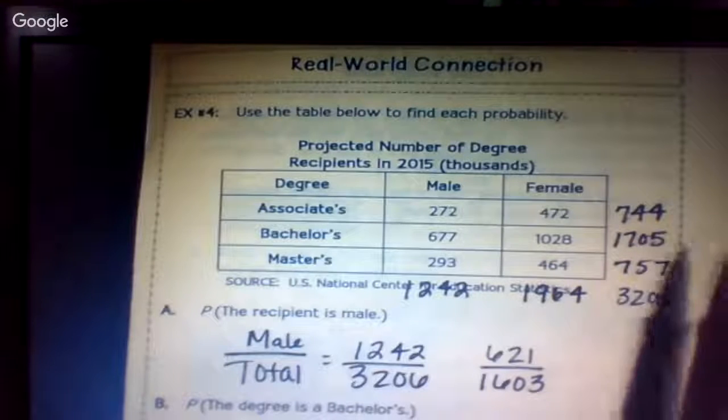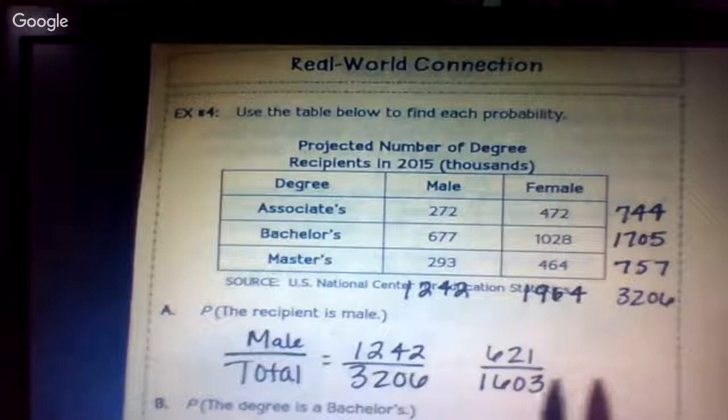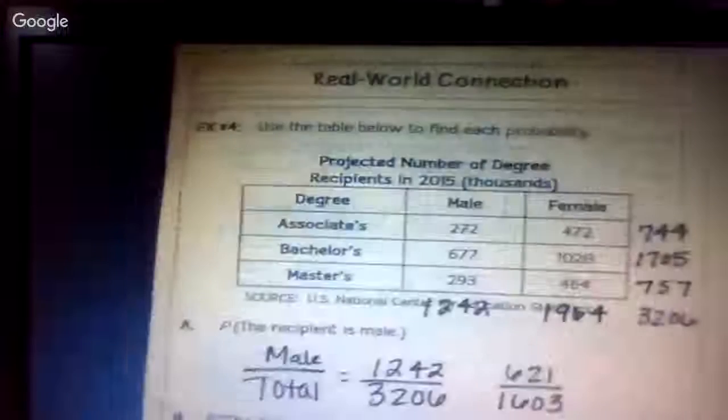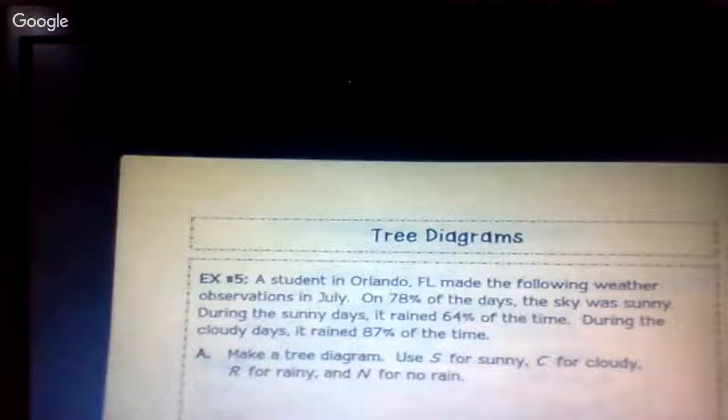Remember, when it's conditional, we're stuck in a specific column or in a specific row. Okay. Actually, we're going to stop there. We will finish the rest of this tomorrow.